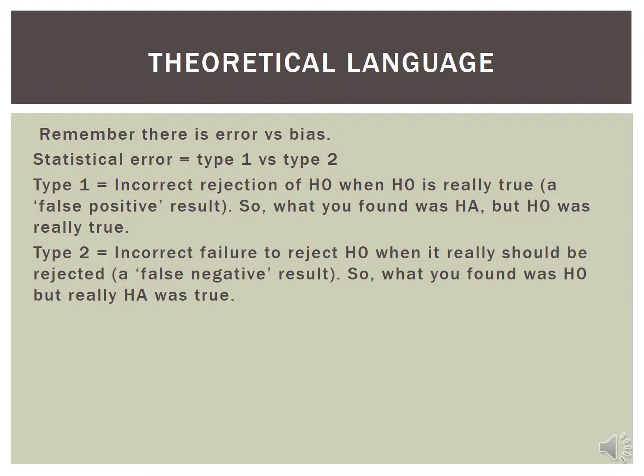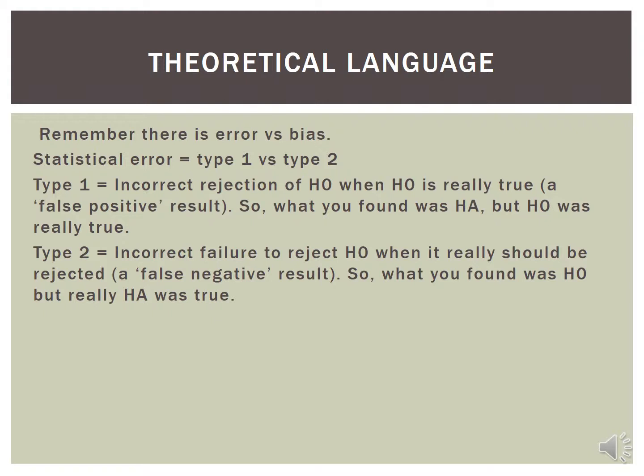I find this language to be a bit clunky, but I do know that they ask about this on the boards, or at least they did last year. So type 1 error is the incorrect rejection of the null hypothesis when the null hypothesis is really true. One way to think of it is a false positive result. So you found the alternative hypothesis, right? But the null hypothesis was really true.